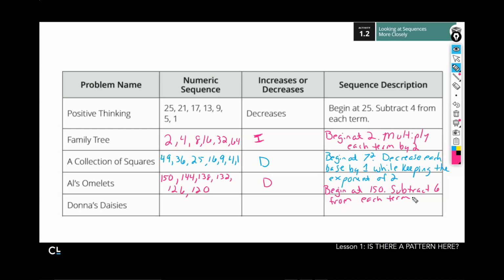And Donna's daisies. Donna's daisies started at 3, then it went to 4, then it went to 2, 3, 4, 2, 3, and 4. So in this one, you see that it's increasing and decreasing. So Donna began at 3. And we continued with a pattern with 4 and 2 and just repeated that pattern.